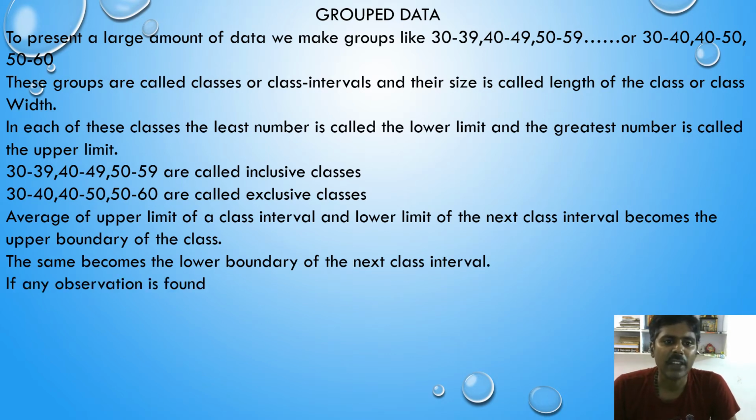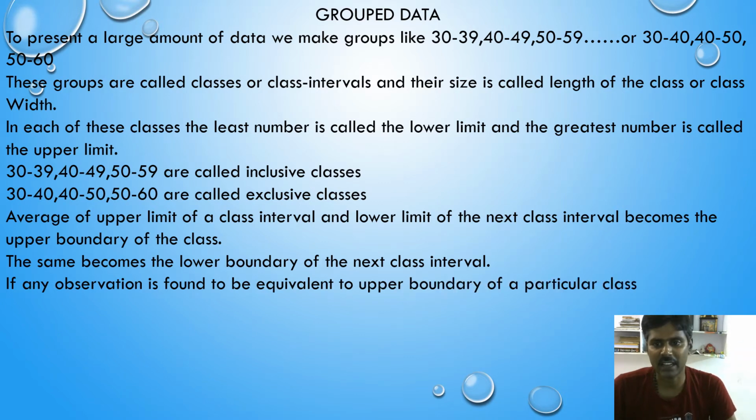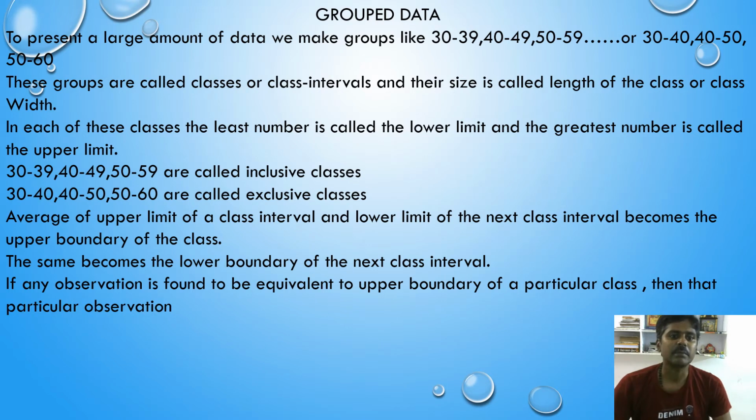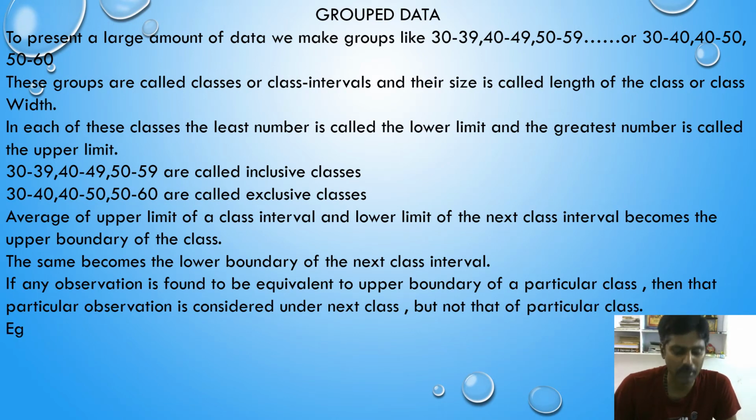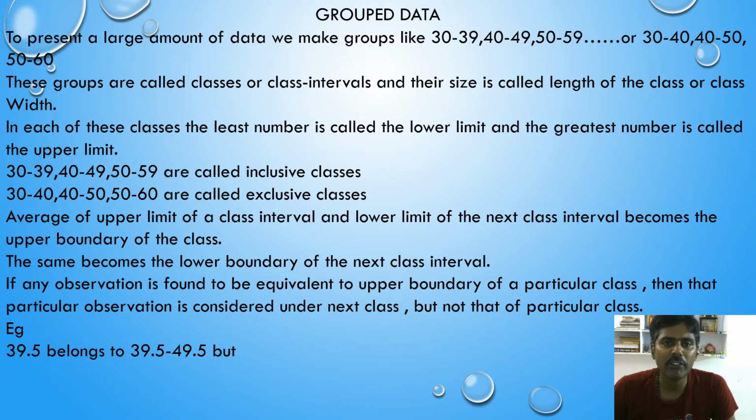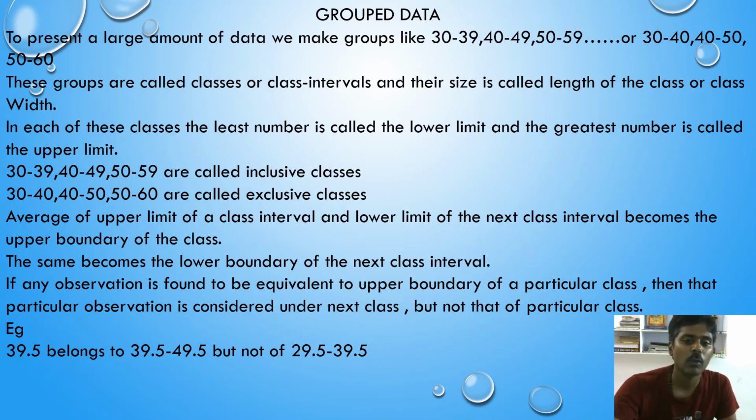If any observation is equal to the upper boundary of a particular class, it is considered under the next class, but not that class. I can give an example so you can understand. 39.5 belongs to the class 39.5 to 49.5, but not 29.5 to 39.5. Here, if you go with 30 to 39 and 40 to 49, 39 belongs to the first class itself, and 49 belongs to the second class itself.